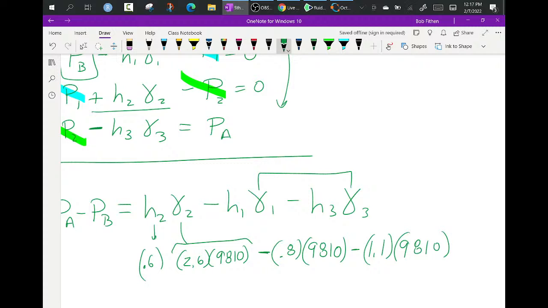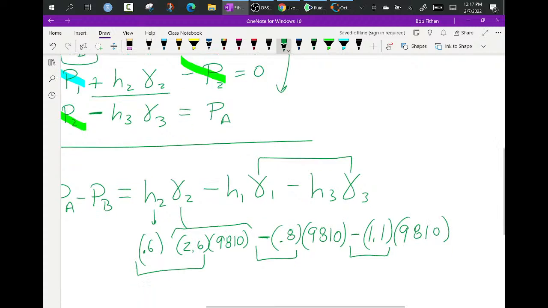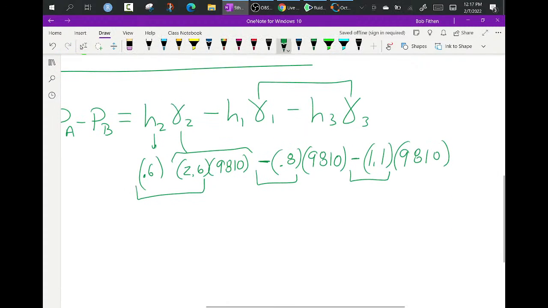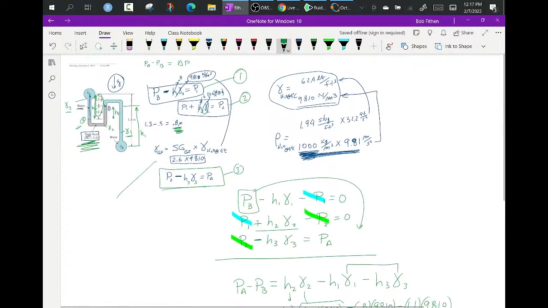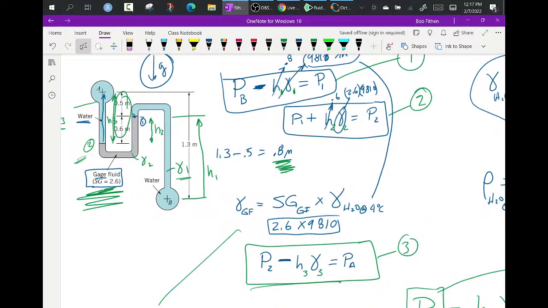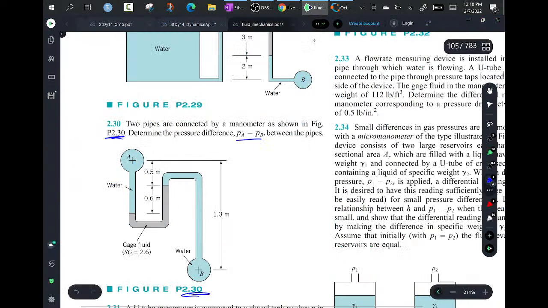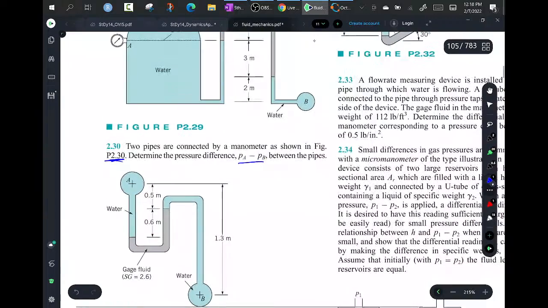Okay, so now you could break off these little coefficients and then add those, just because since you referenced water, you get 0.6 times 2.6 minus 0.8 minus 1.1, and whatever that is going to be your delta P. And so that's the whole thing. Let's go back to the book and look at it, because I've already hacked up on this thing enough. And you can look at all of them that way.